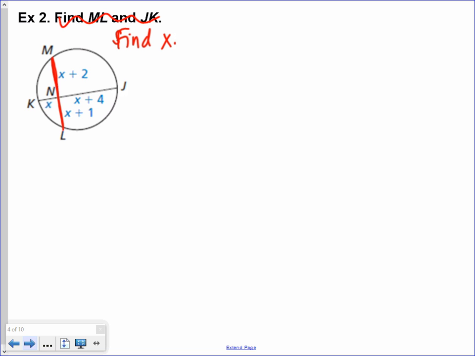What are the 2 pieces of the red segment? The 2 different pieces of the red segment. X plus 2 and x plus 1. Okay, so we're going to multiply x plus 2 and x plus 1 together, so we're going to have to box that out in a second. And then on the other chord, x and x plus 4 are the 2 pieces that will multiply together. That one we'll just be able to distribute, but on the left side we're going to have to box them.